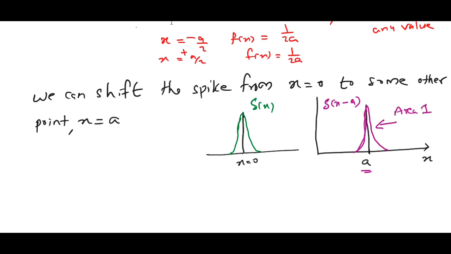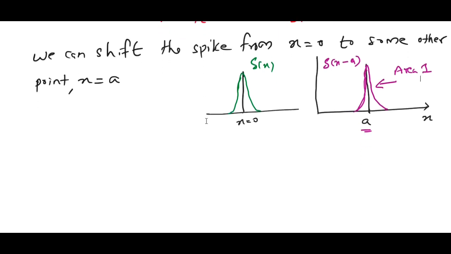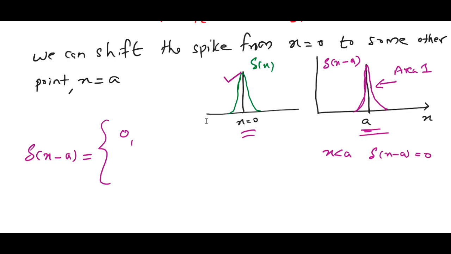Then the delta function, that is a spike, is shifted from the position x equal to 0 to x equal to a. Then I can write this delta function as delta x minus a equal to 0 where x is less than a. Similarly, for x greater than a, delta x minus a is equal to 0. But at x equal to a, this function is infinite.